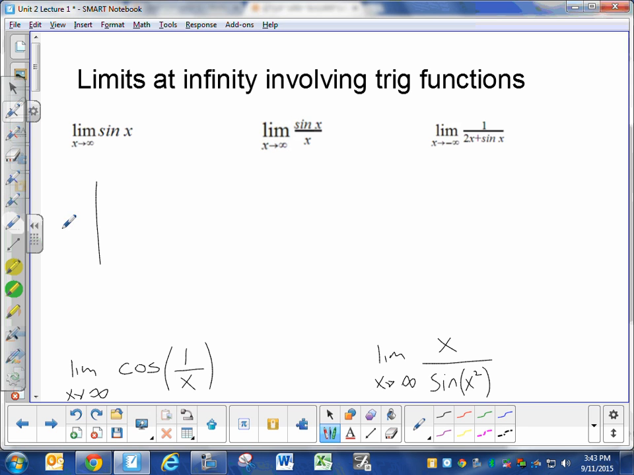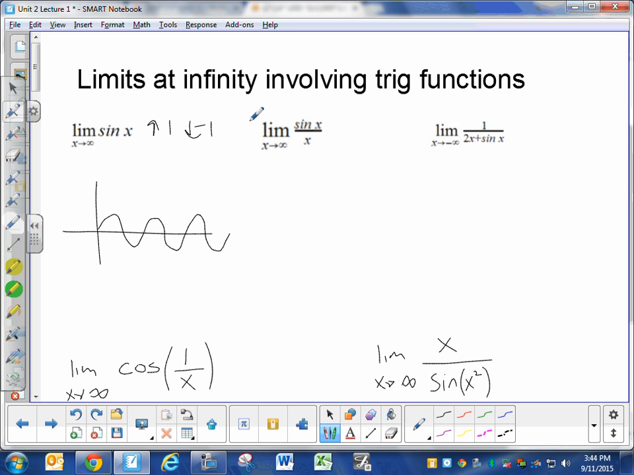The key to plugging in larger and larger values into a trig function like sine or cosine is that it doesn't grow. It just oscillates. It will go up to a max value of 1, and it'll go down to a minimum value of negative 1. And it'll be in between the entire time. So you treat it almost like a constant.